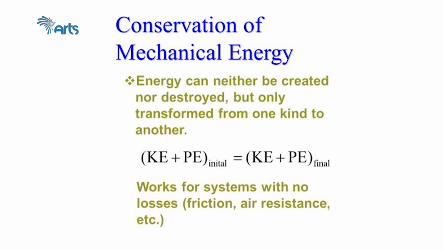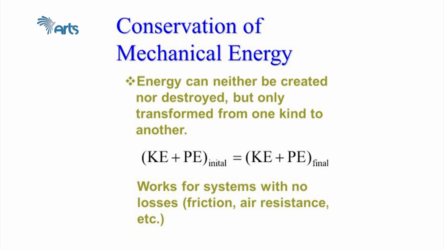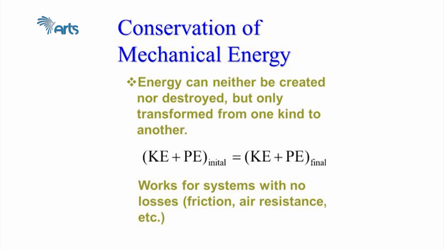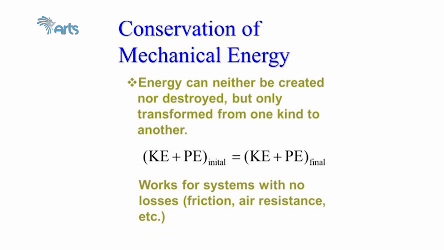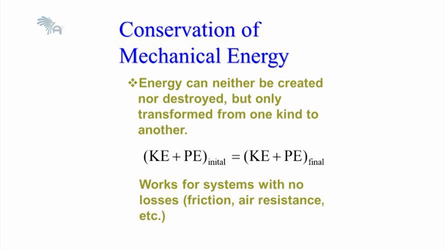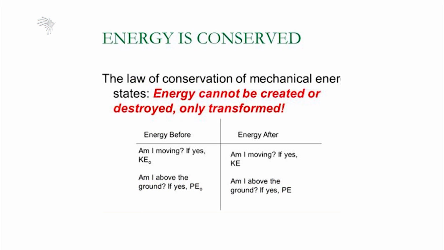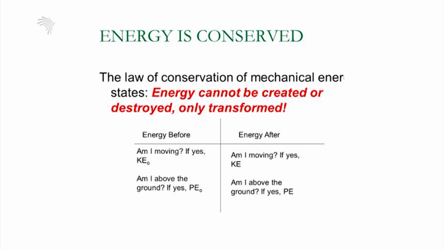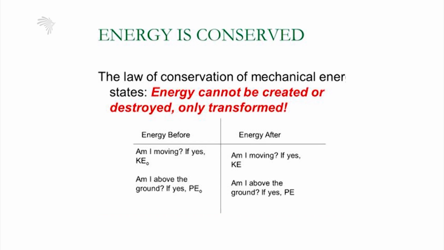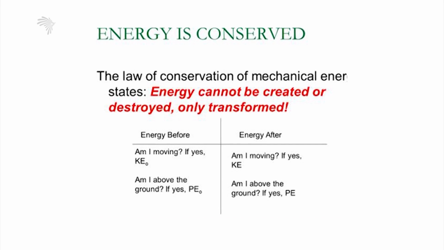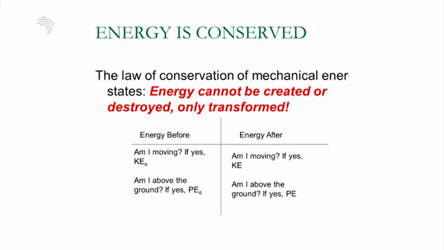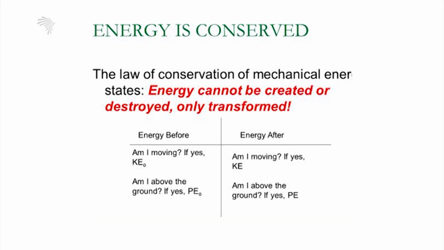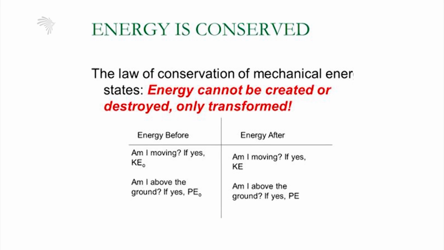If you look at conservation of mechanical energy in particular, the sum of kinetic and potential energy at the initial point is always equal to the sum of kinetic energy and potential energy at the final point, assuming that there is no energy loss by friction, air resistance, or other external factors.